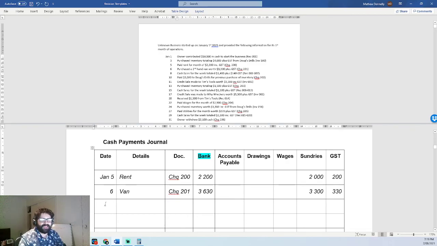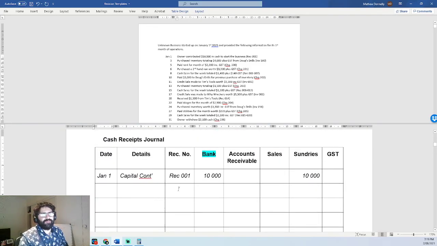We've got the 8th. We made a cash sale for the week, cash sales for the week, there we go, English, I'm good at it. Cash sales for the week total 1,400 plus 140 GST, receipt 2 to receipt 7, so REC 2 to, let's get the line out.